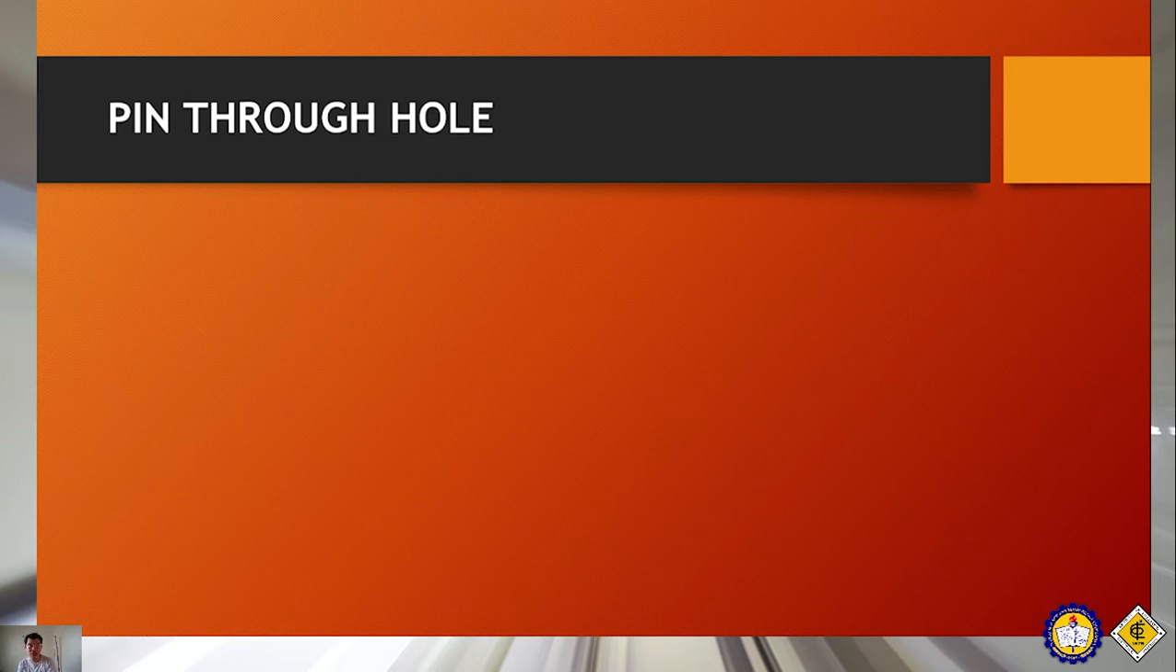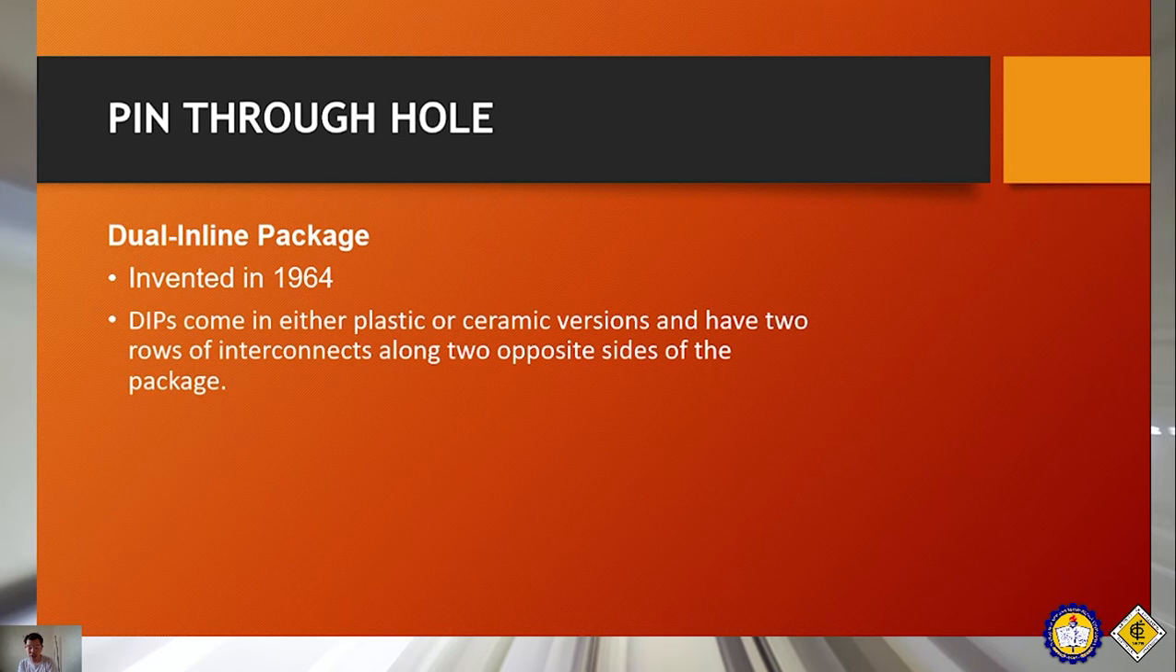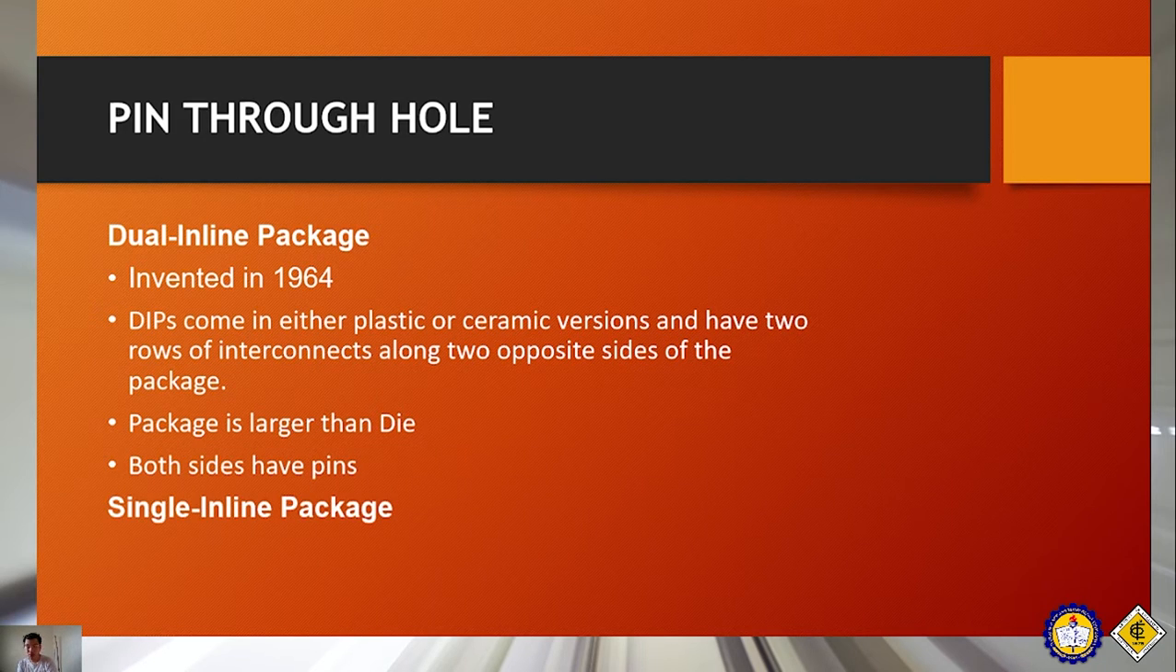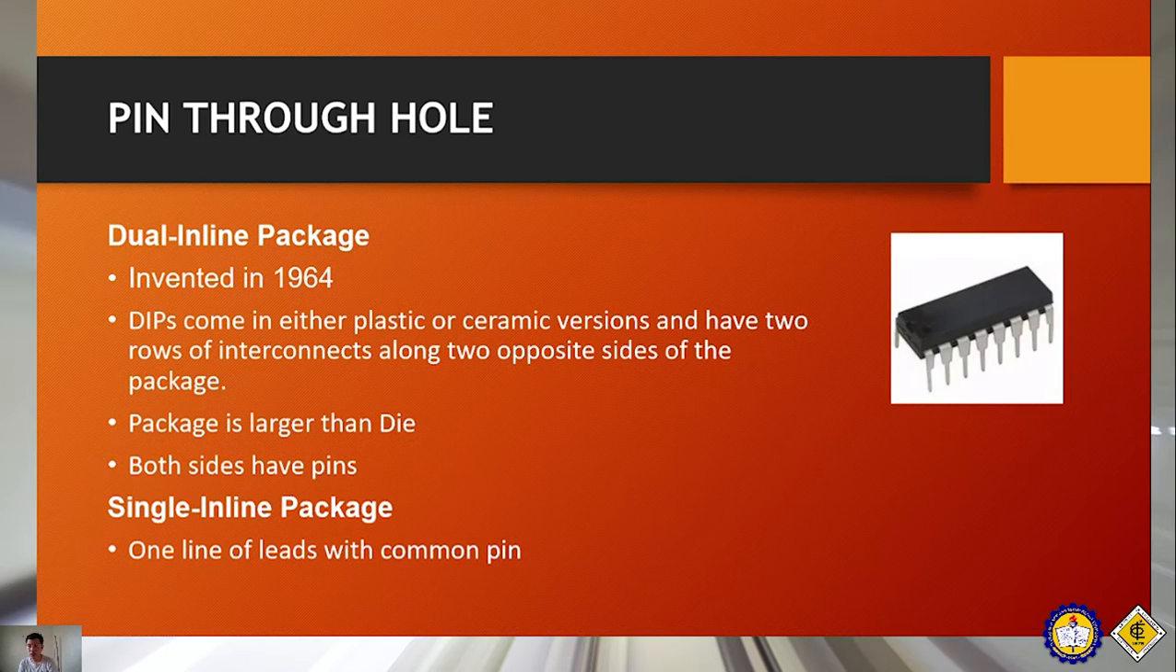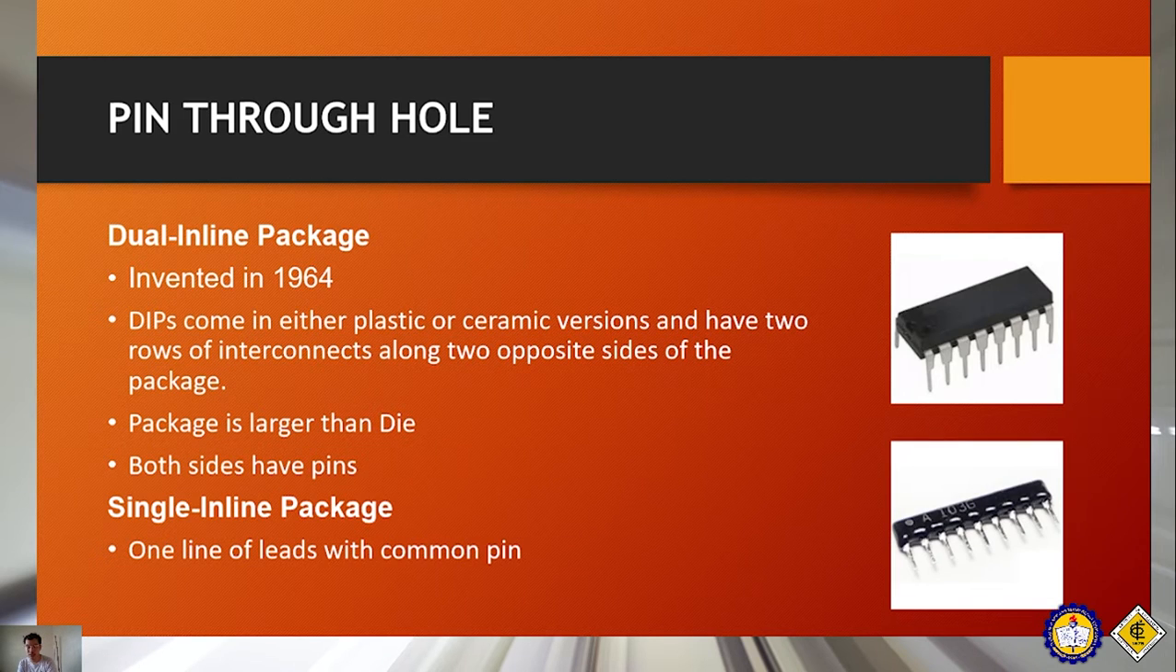Okay, next is the pin through hole. The first example is the dual inline package, or DIP, which was invented in 1964. The DIP comes in either plastic or ceramic version and has two rows of interconnects along opposite sides of the package. Both sides have pins, mostly 64 pins. The next example is the single inline package, which is one line of leads with a common pin. This is the example of the DIP, and this is the example of the single inline package.